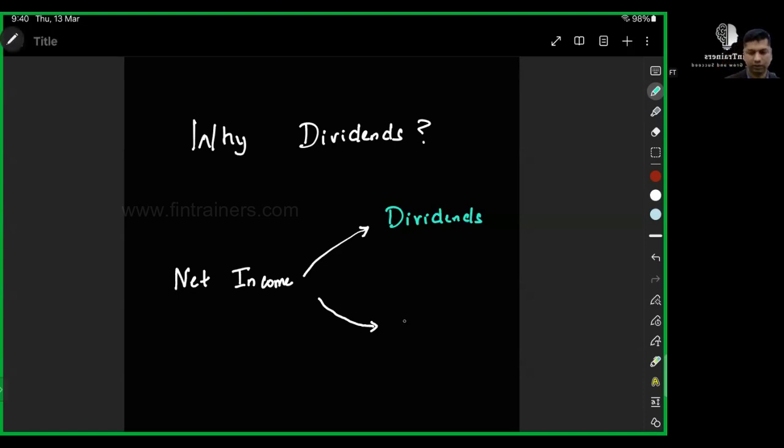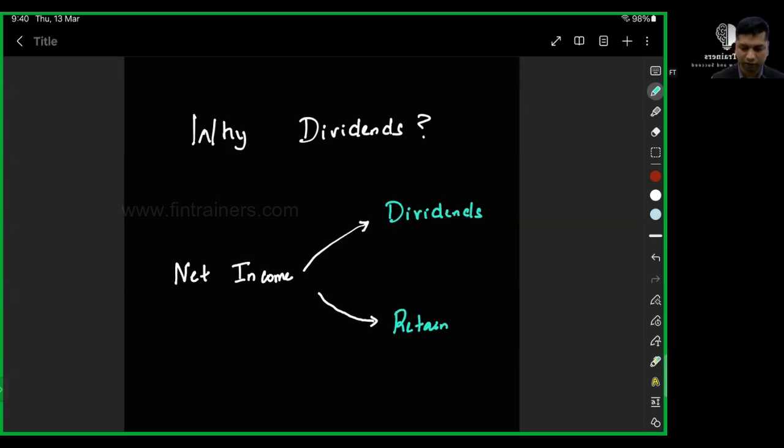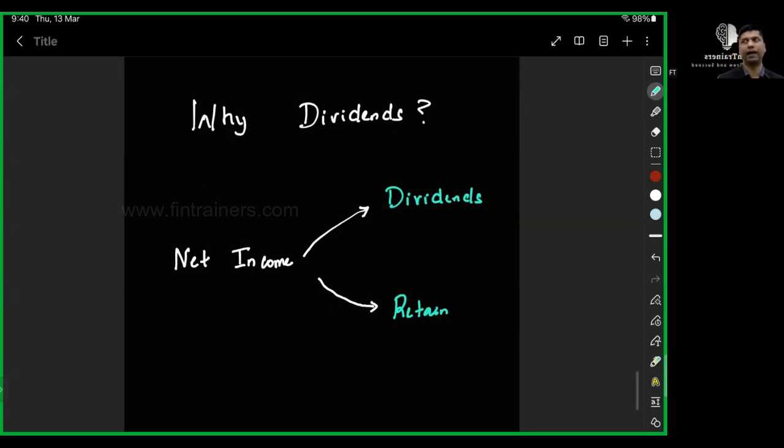What's the other thing you can do? We can retain it. We can retain it for various purposes. It can be for investment. It can be to strengthen your balance sheet, keep it as cash, for acquisition in the future, whatever. So we are going to be buying property, plant, equipment. You are retaining for the future growth of the firm, to help the company grow. If you don't put any money back in the business, it is not going to grow. In fact, it might come down because you have depreciation of your assets. Your assets are going to come down and you will eventually lose revenue and profits.